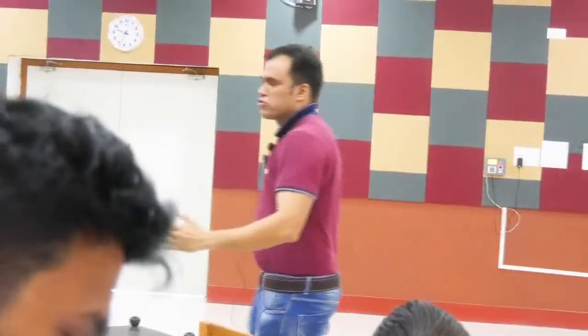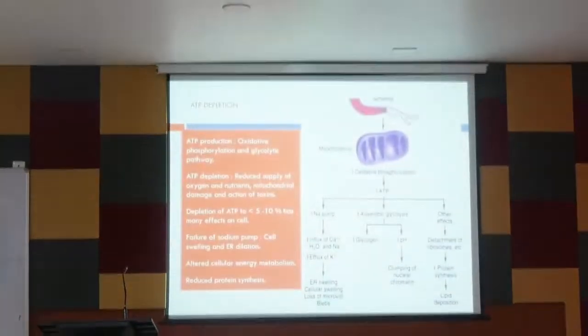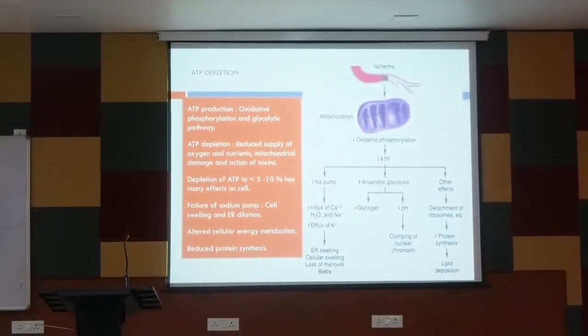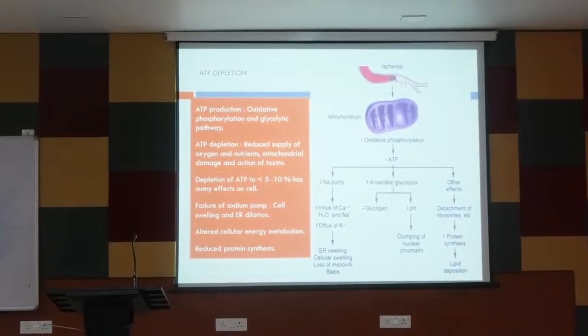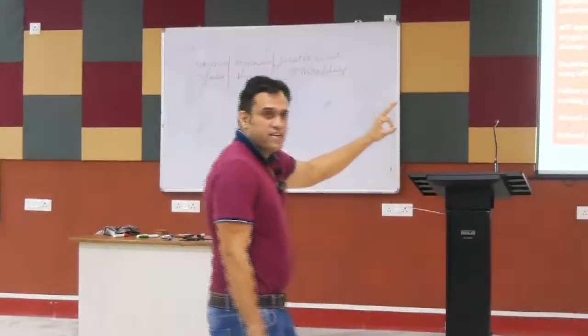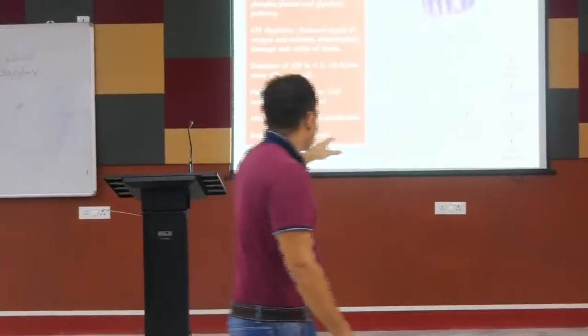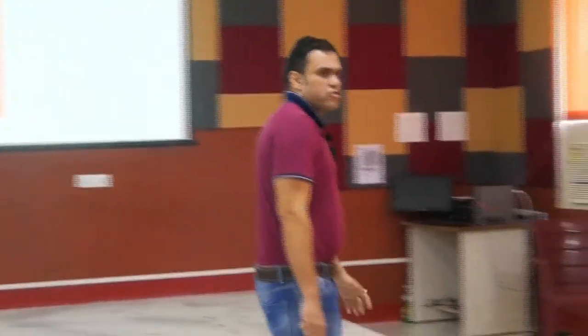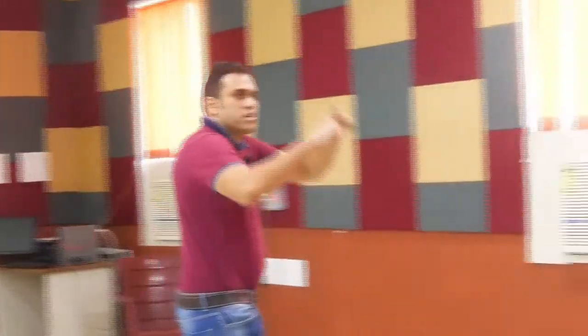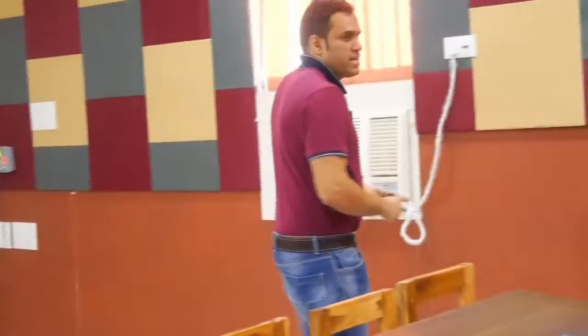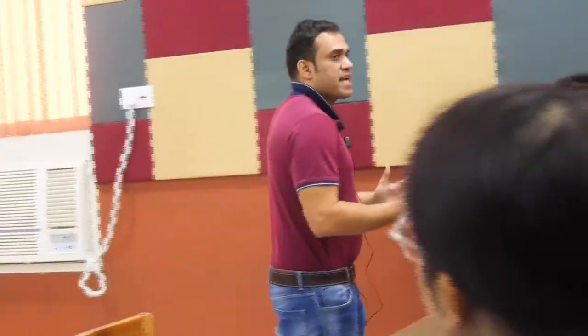Potassium বেরিয়ে যাচ্ছে, sodium ঢুকছে. So sodium ঢুকলে কি হচ্ছে? There is isoosmotic gain of water, resulting in what? Cellular swelling. তাহলে তার ultrastructure level কি হবে? There will be swelling of the endoplasmic reticulum, there will be loss of microvilli and blebs. So there is overall cellular swelling because of isoosmotic gain of water.